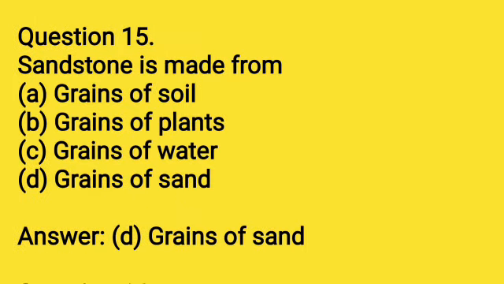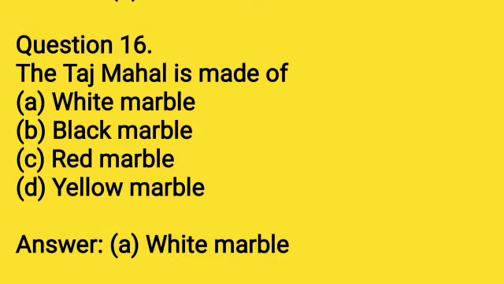Question 15. Sandstone is made from A. Grains of soil. B. Grains of plants. C. Grains of water. D. Grains of sand. Answer D. Grains of sand.